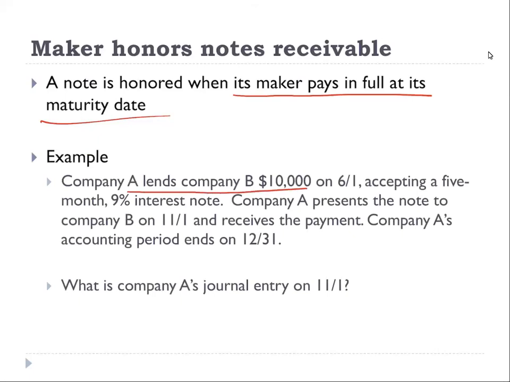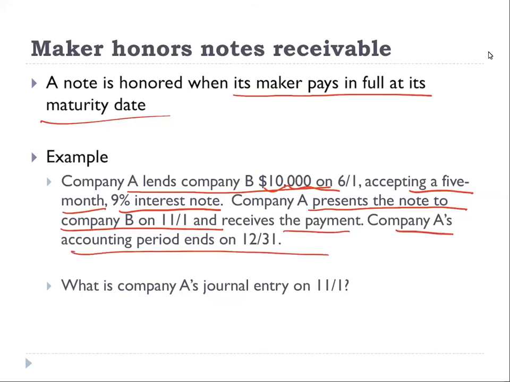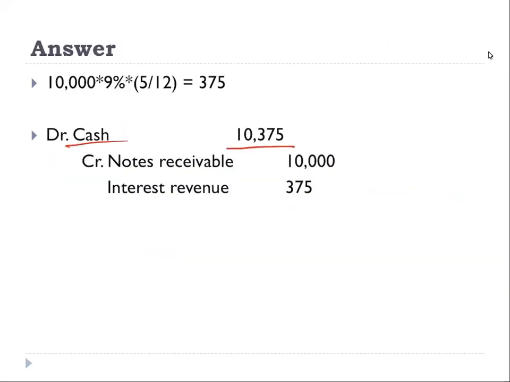Suppose company A lends company B $10,000 on June 1st and accepts a 5 month 9% interest note. Company A presents the note to company B on November 1st and receives the payment. Company A's accounting period ends on December 31st. What is company A's journal entry on November 1st? On November 1st, company A received the cash. So this is the face value.